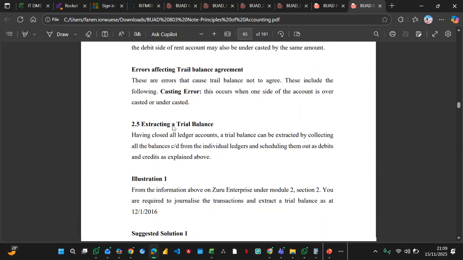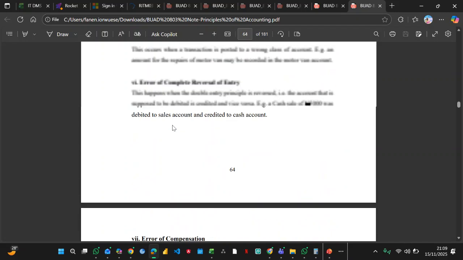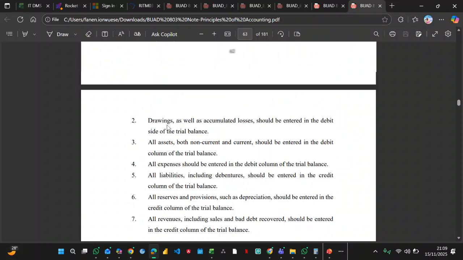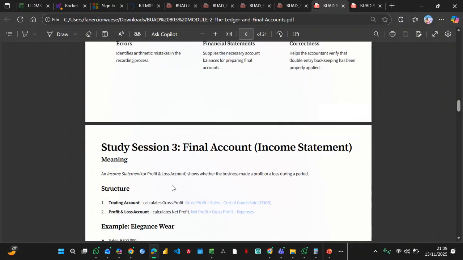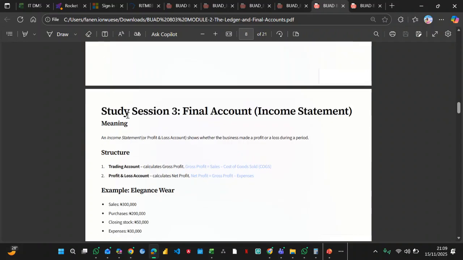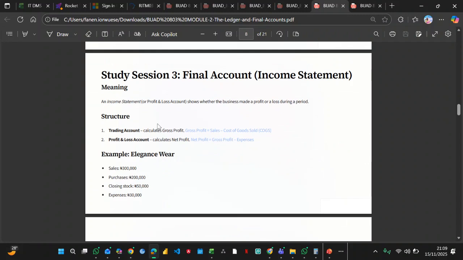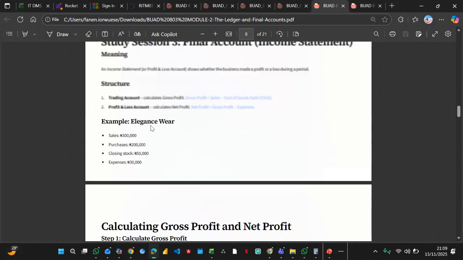So you can see all those things we're talking about, errors. Errors are unintentional mistakes that we make in the business transaction. And maybe it's posting in the wrong account.